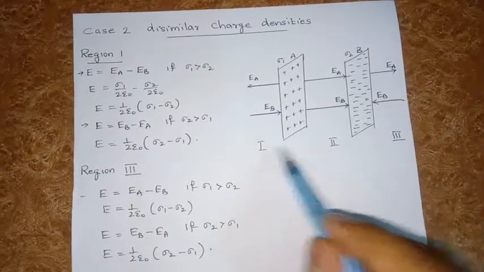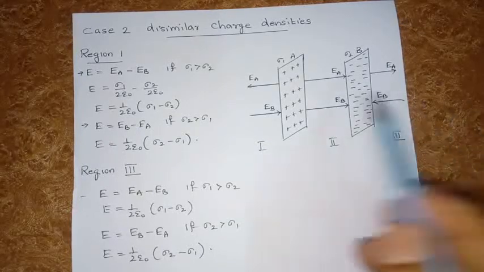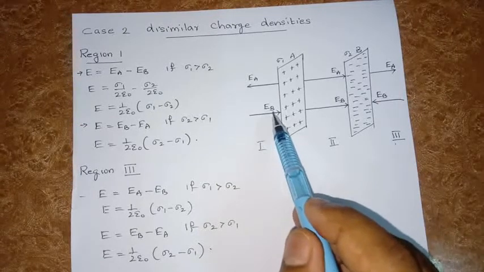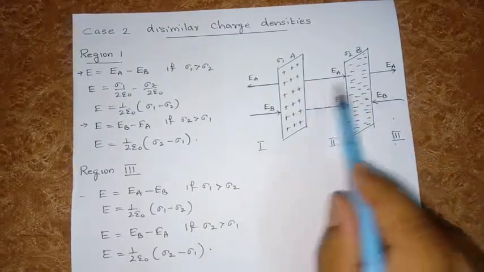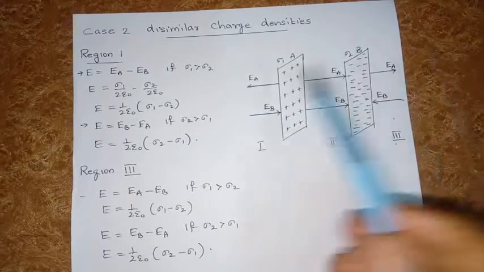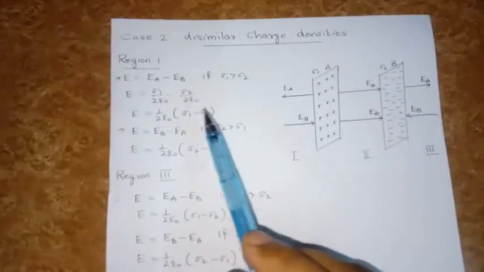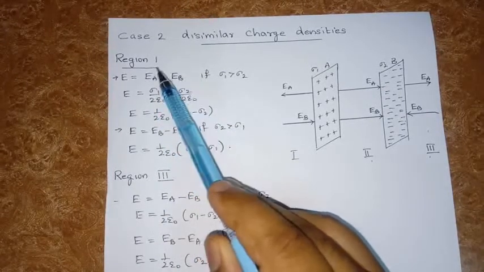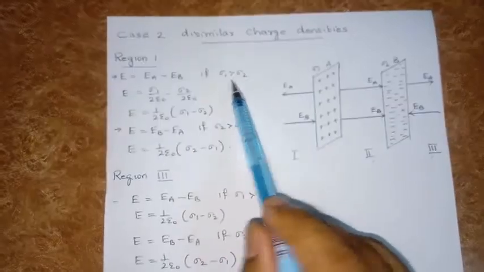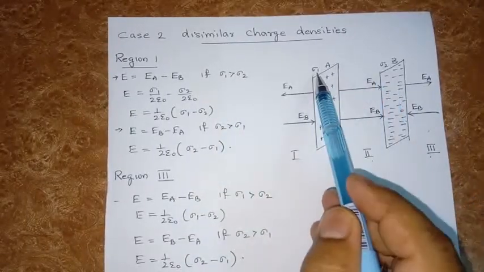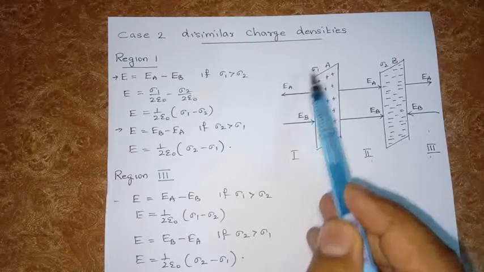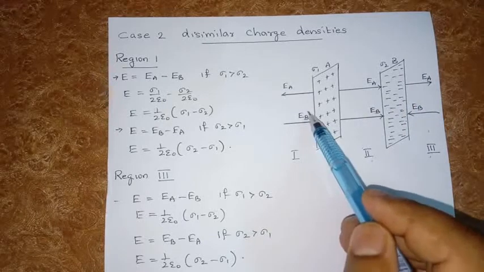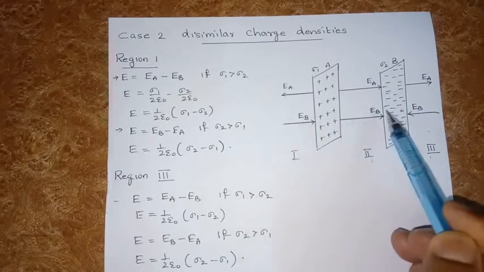Therefore, look at region 1, region 2 and region 3. The electric fields due to sheets A and B are opposite to each other in region 1 and region 3, but they are in the same direction in region 2. Now, we already studied that if they are opposite, the net electric field will be the bigger field minus the smaller field. Let us consider region 1. If sigma 1 is greater than sigma 2, the electric field due to sigma 1, that means EA, will be greater than that of EB. EB is the electric field due to sigma 2.